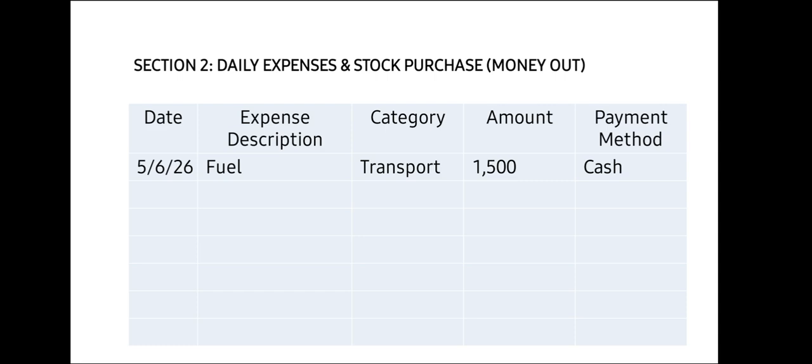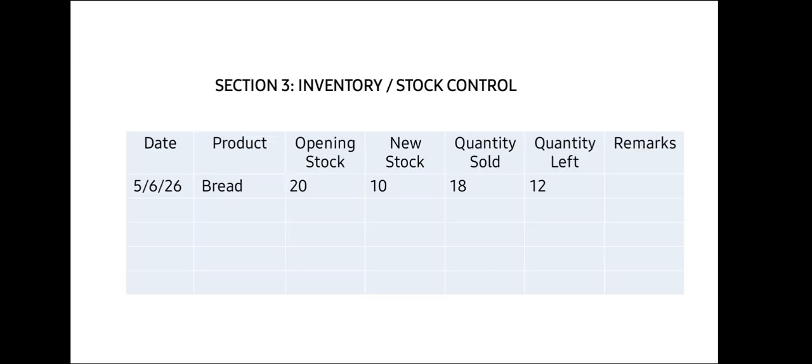Let's take, for example, date 5th June, and you carried out an expense, that is fuel, the category is transportation, and the amount is 1,500 naira. And what's the method of payment? Paid by cash. So why this matters? Expenses reduce profit. If you don't track them, you think you are making money when you are not. So you need to take note of this.